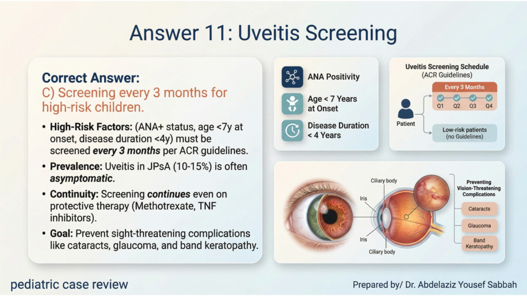High-risk factors include anti-nuclear antibody positive status, age less than 7 years at onset, and disease duration less than 4 years. Children meeting these criteria must be screened every 3 months per American College of Rheumatology guidelines. Uveitis occurs in 10 to 15% of juvenile psoriatic arthritis patients and is often asymptomatic. Importantly, screening continues even when the child is on protective therapy, such as methotrexate or tumor necrosis factor inhibitors. The goal is to prevent sight-threatening complications like cataracts, glaucoma, and band keratopathy.